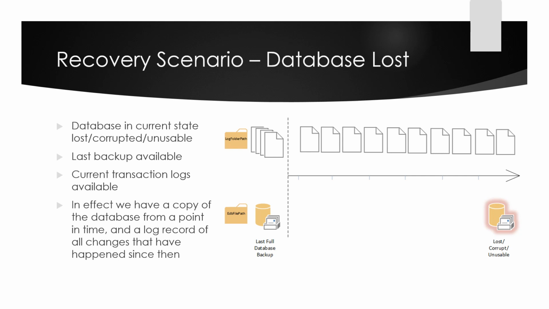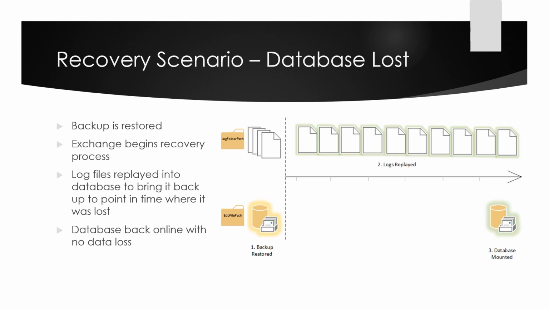We have a last backup available, hopefully, and we also have all of our current transaction log files available because they're on a separate hard drive that was not affected by the failure. So in effect, what we have is a copy of the database from a point in time and a log record of all the changes that have happened to that database since that point in time. Now hopefully you can see where I'm going with this. The database backup is restored, and Exchange then begins its recovery process.